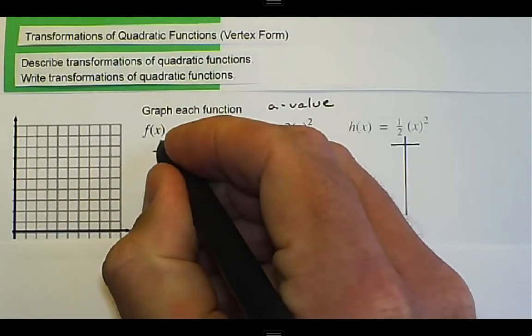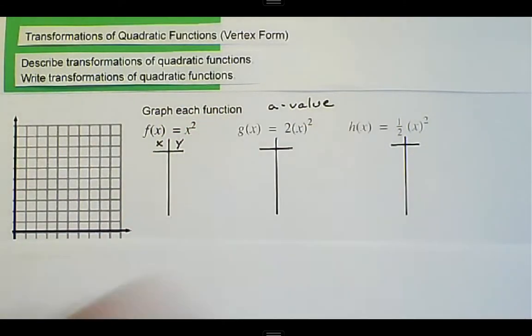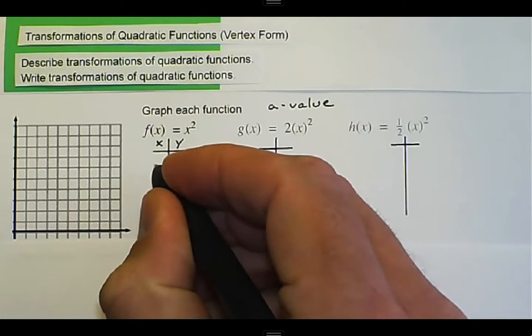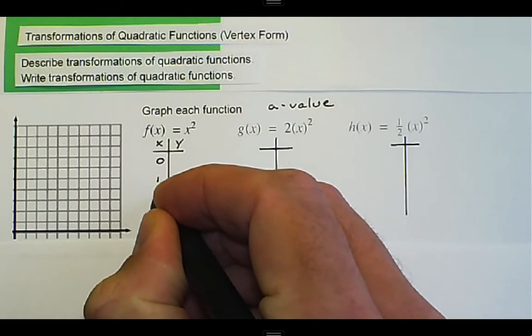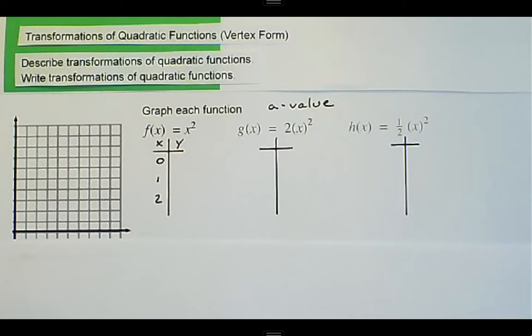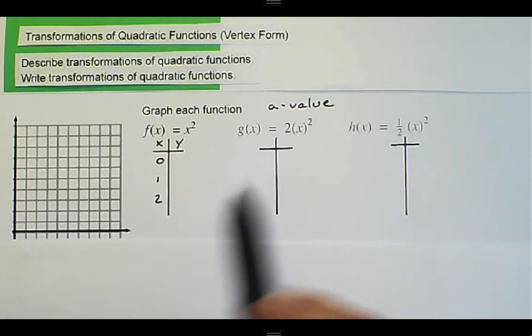So here we have the parent function, x and y, and we're just going to look at 3 points for each. So x values of 0, 1, and 2. We could work on the negative side, with negative values of -1 and -2, but we're just going to look at the right side of the parabola.